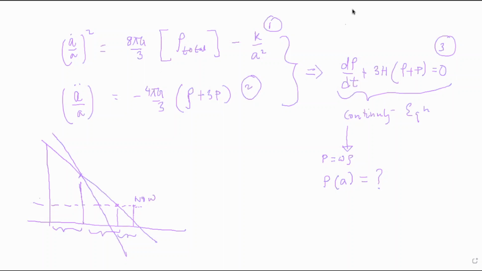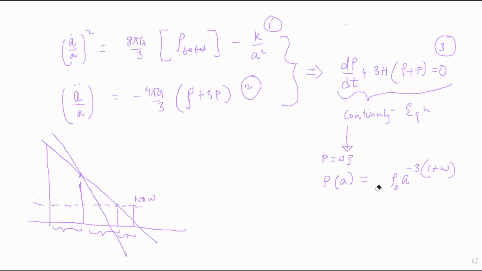So somebody got the answer. Let me see. Shruti is saying rho is equal to some constant times a to the power minus 3 times (w plus 1). Yes, there will be an integration constant. Okay. Very good.